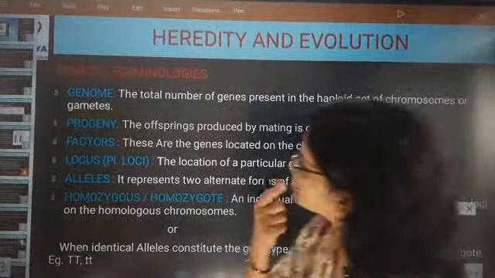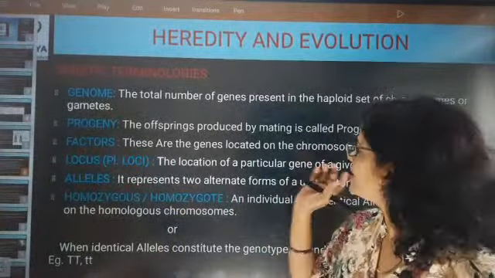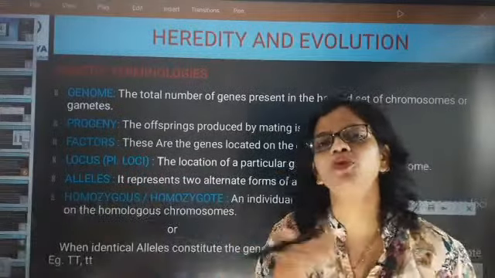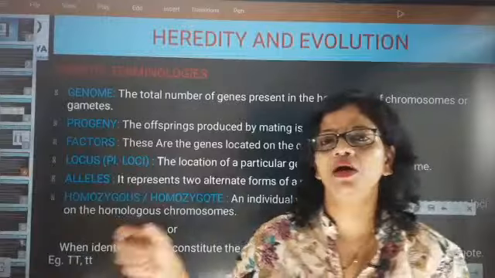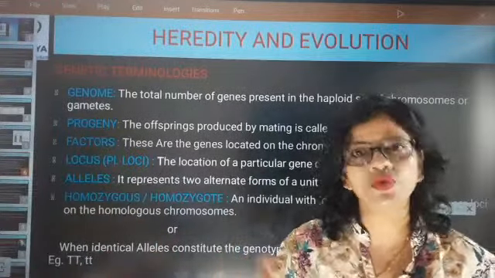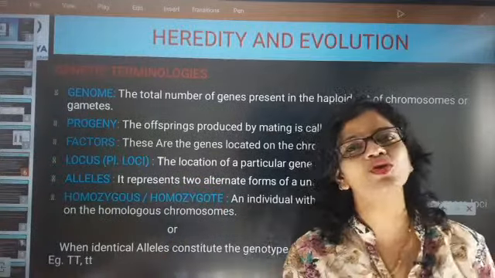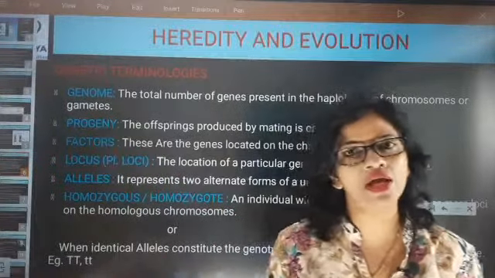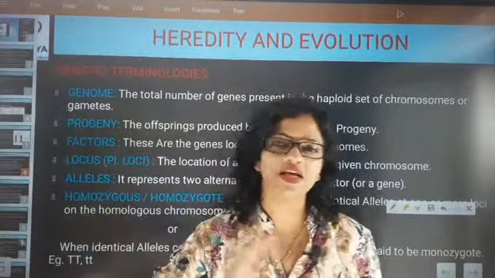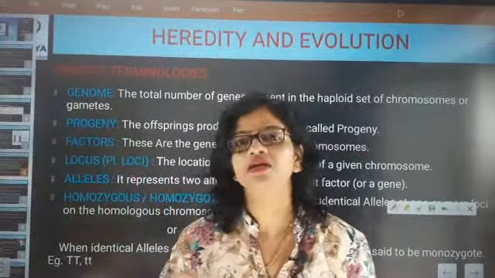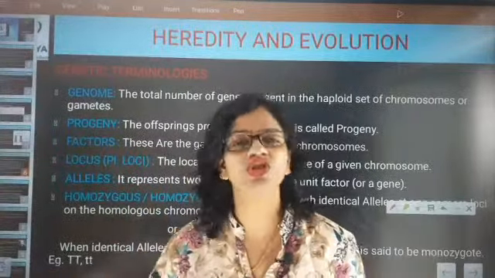Now we are going to go for the next point, which is progeny. What does progeny mean? Progeny is a product, the product of the combination of genes. So when two parents of opposite sex have a child, the child is called the product, or simply the progeny.